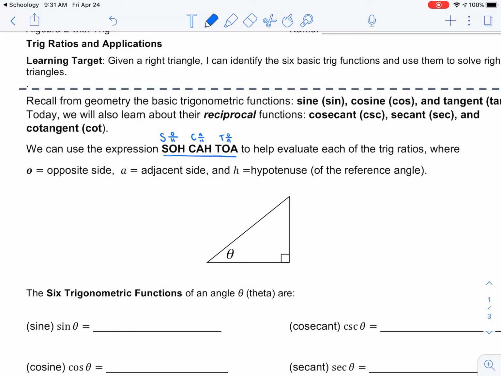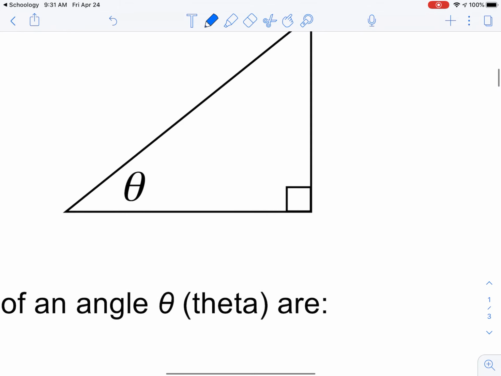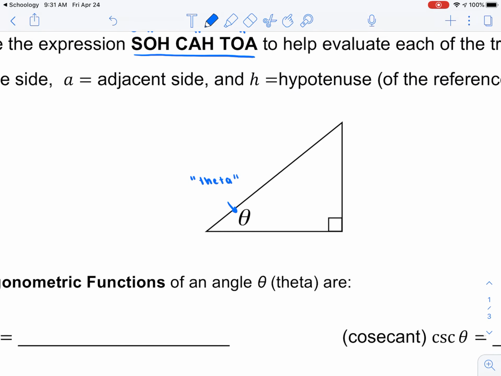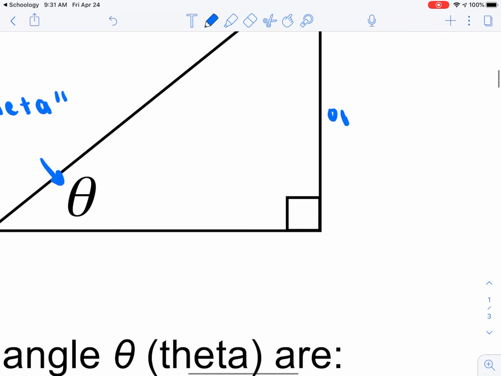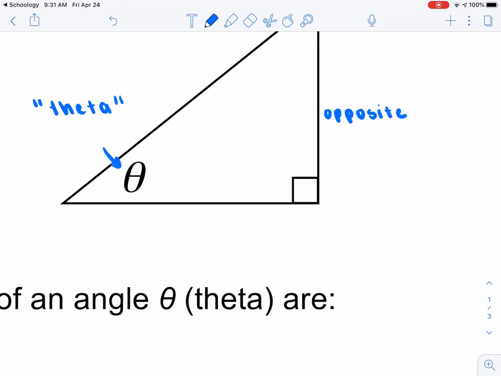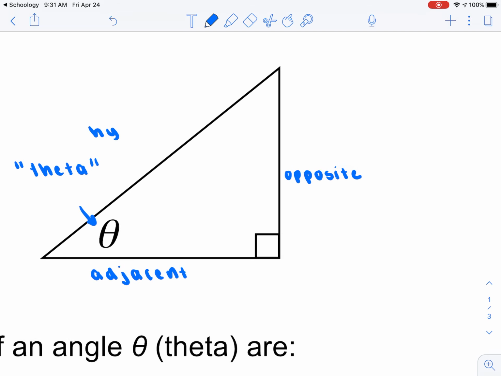Now, be careful because theta, which is our angle, so you'll see this notation if you haven't seen it before, it's pronounced theta, can move around the triangle. So if it's down here at the bottom, your opposite side obviously is going to be the side over here, and your adjacent side is the side that touches theta that is not the hypotenuse. So this would be adjacent to theta, and then the hypotenuse is always going to be that longest side length of the triangle across from the 90-degree angle.